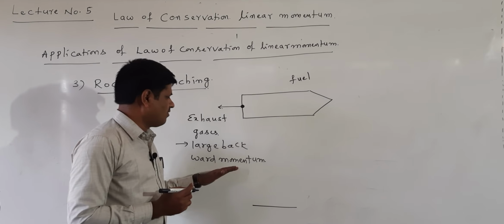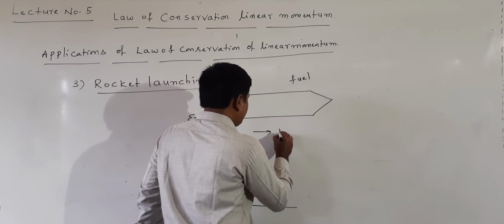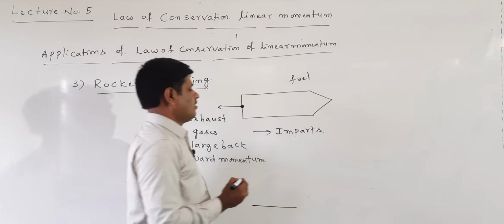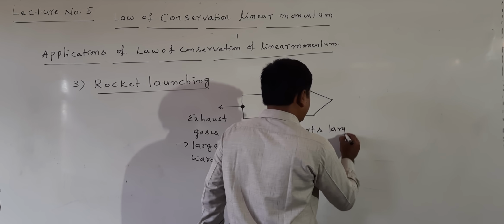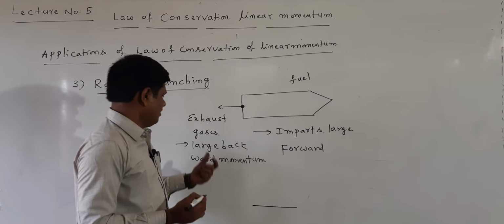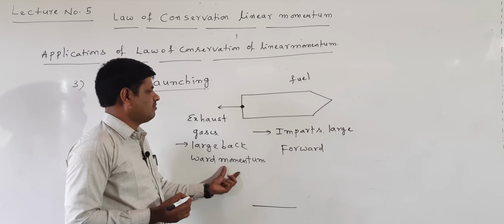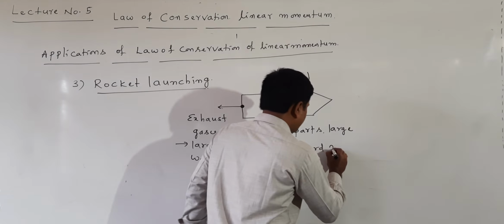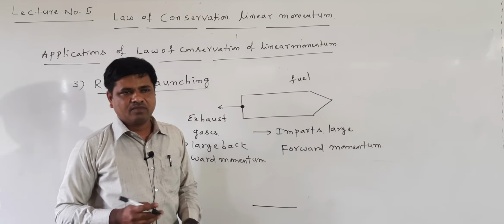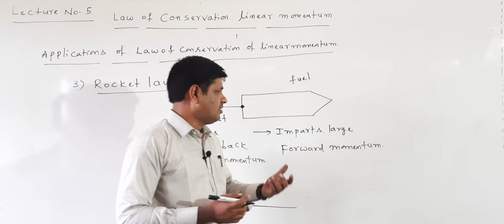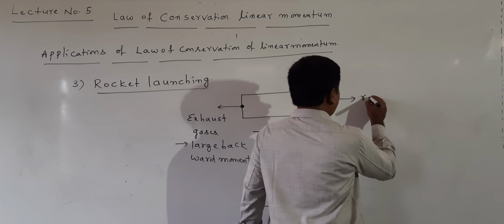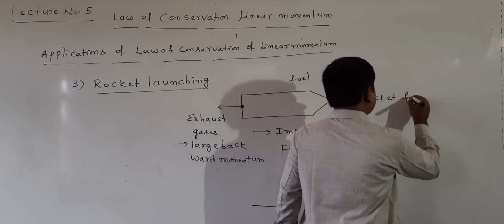When the exhaust gases have a large backward momentum, this impulse gives a large forward momentum. According to the law of conservation of linear momentum, the exhaust gases having large backward momentum impart a large forward momentum to the rocket. Large forward momentum is given to the rocket, which means the velocity is increasing. Velocity is increasing, and that is the reason the rocket moves in the forward direction.